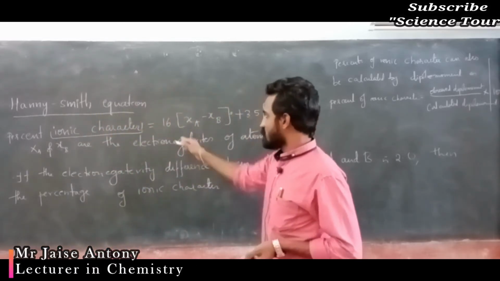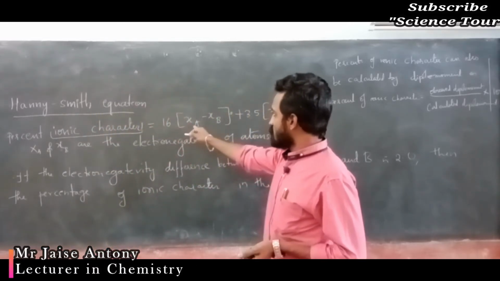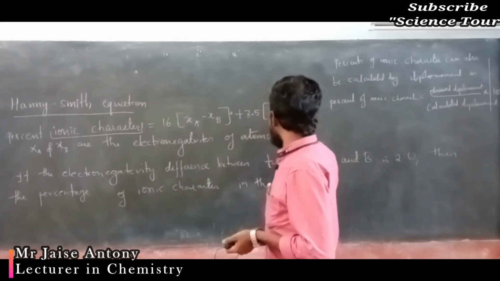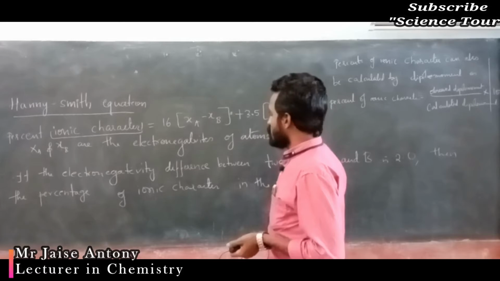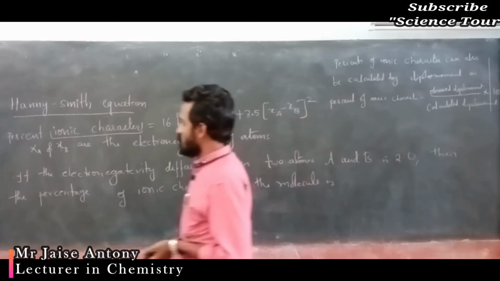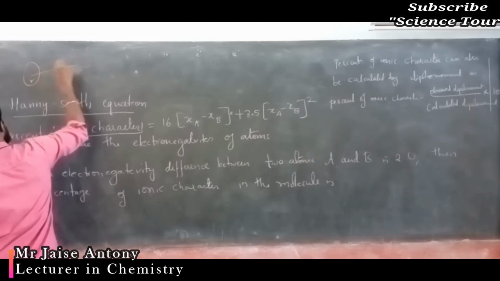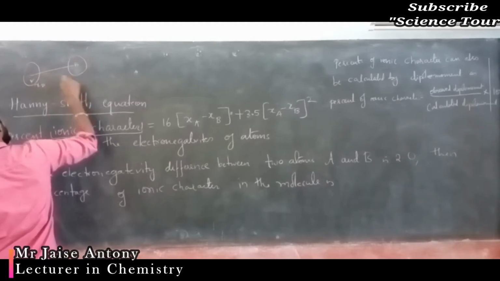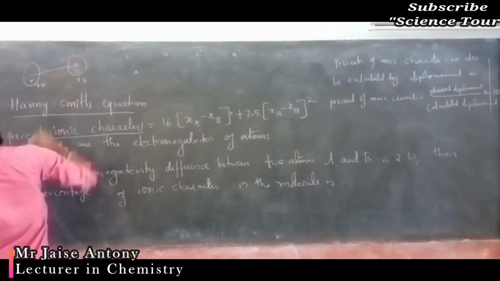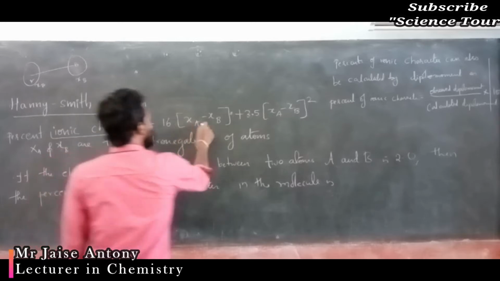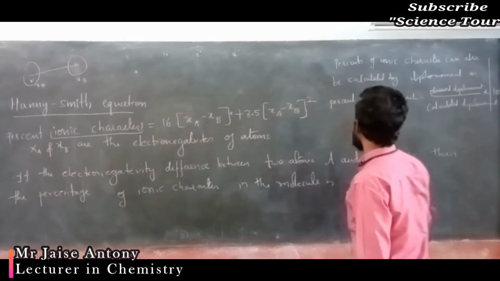The same equation I gave in board class: 16(XA minus XB) plus 3.5(XA minus XB) square, where XA and XB are the electronegativities. Imagine this is one atom A, another atom B. So the electronegativity of this atom and of this atom is XA and XB. The difference between these two is what is used, okay. This is actually given, my dear students.